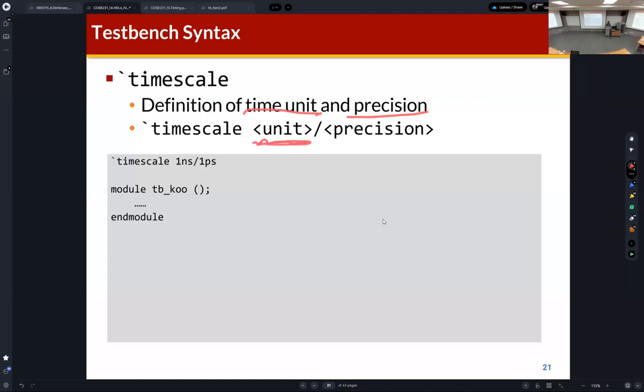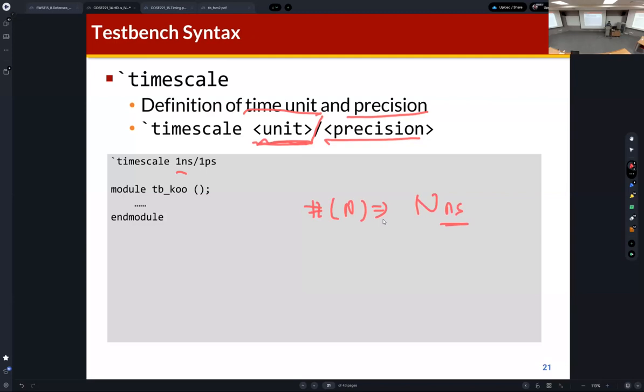So this is the time unit, and then slash it. After the slash, we define the precision of our timing. So this is the example. The time unit is 1 nanosecond, which means that if we just write a time like this, this is n nanoseconds.